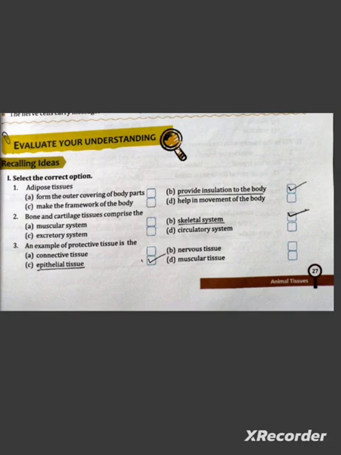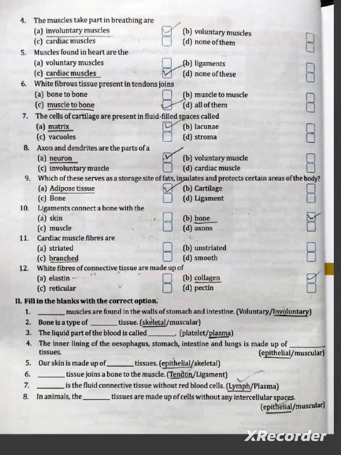Number 2, bone and cartilage tissues comprise the skeletal system. It's option B. An example of protective tissue, answer is epithelial tissue. It's option C. Coming to the fourth one, the muscles that take part in breathing are involuntary muscles, that is option A. Number 5, muscles found in heart are the cardiac muscle, that is option C.